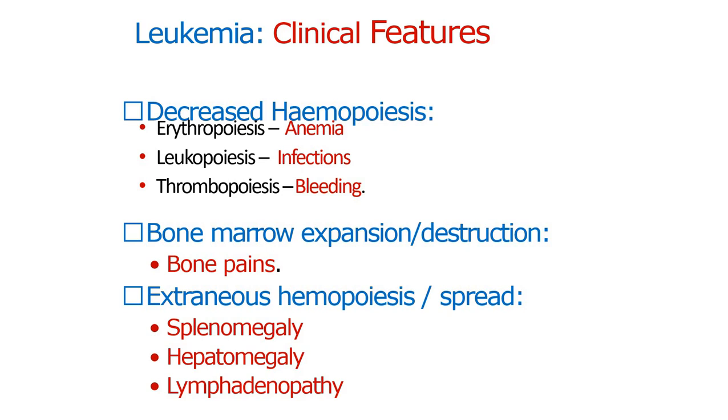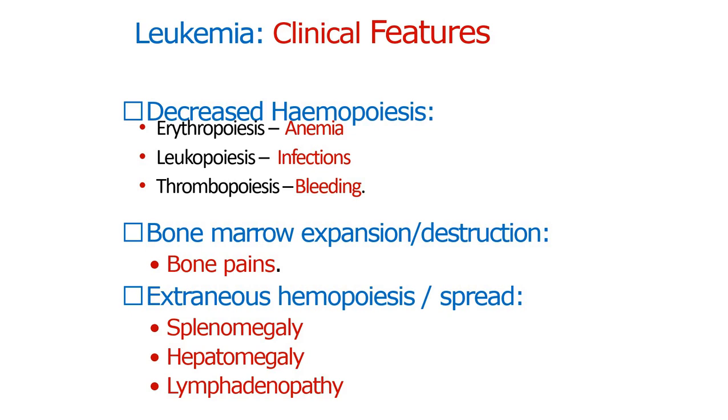Because RBCs are less, it results in anemia, decreased oxygen carrying capacity, hypoxia and its complications. And because of decreased platelets, it causes bleeding. We know platelets help in the clotting cascade and help in preventing bleeding. So the person has a lot of bleeding. These are the most common clinical features with which a person with leukemia will present.